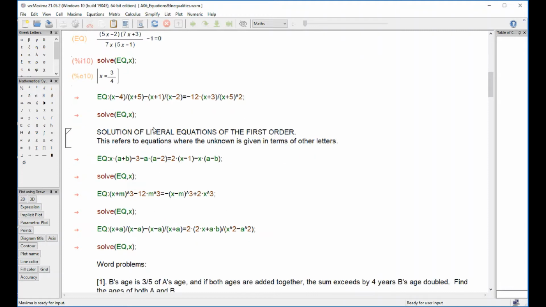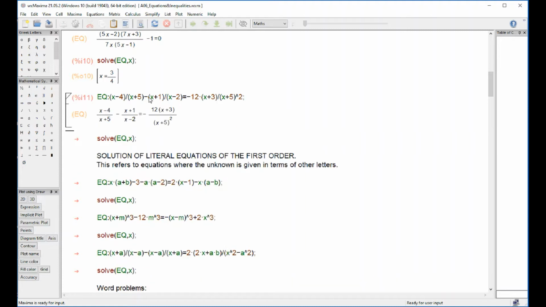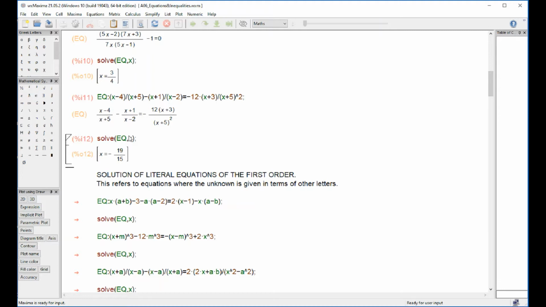You can do the simplifications in here, multiplying things out, dividing, moving things around. But if you want a quick result, simply do solve. Here's another question with a little bit of complications here in the denominator, and it gives you that result.